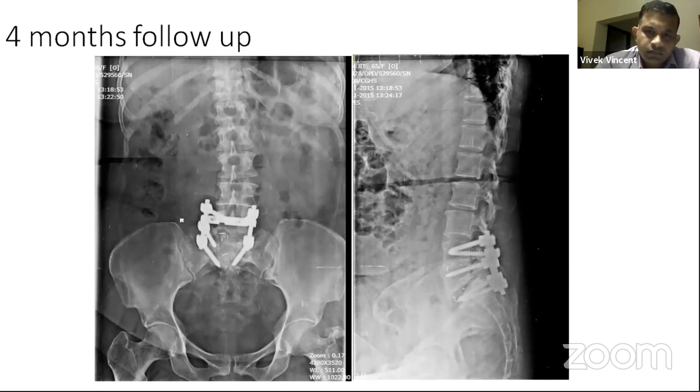The S1 screws seem to be loose. I think it's just touching the end plate, or maybe... And in the AP view, there is some halo around. It's a different view perhaps, but all we can see is the S1 screw going up a little bit. Yeah, so we had our doubts.